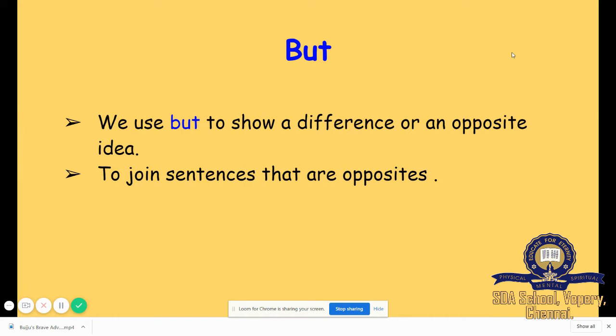We use but to show a difference or an opposite idea, to join sentences that are opposites. So for what do we use but? To show a difference or an opposite idea, to join sentences that are opposites. So shall we see the examples? Yes.